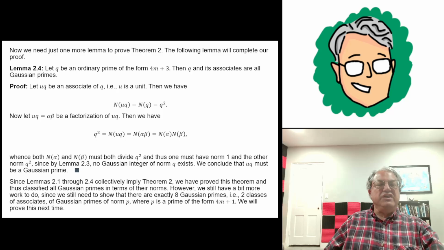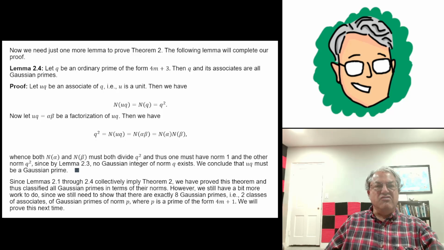We went through every possible type. They're either norm 2, or they're norm p, where p is congruent to 1 modulo 4, and we know how to find all of those. Or it's equal to an ordinary prime of the form 4m plus 3, or one of its associates. Those are all the possibilities for Gaussian primes. And there's just one more thing we're going to have to do. I'm not going to do it today.